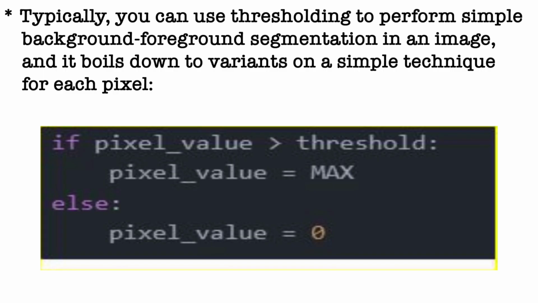So, now we are going to use Python code with these thresholding values to convert the image into a partition of background and foreground. Here we have taken: if the pixel value is greater than the threshold value, then the pixel value is maximum, else we set this pixel value as 0.